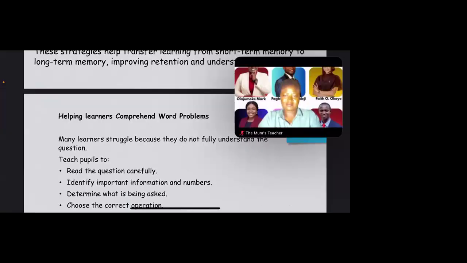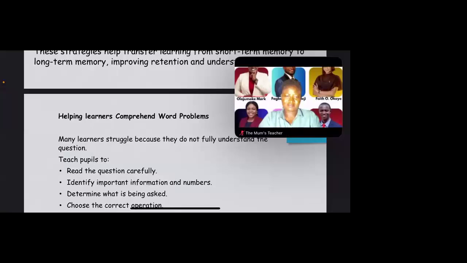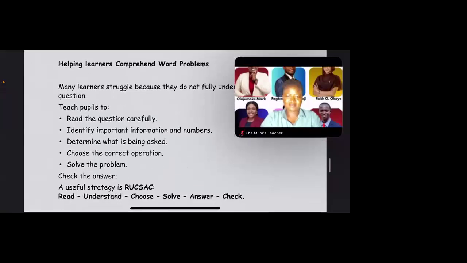So if you are not careful, what has this question asked me to do? What did they exactly want from me? You might think that your wrong answer is the correct answer because it's in the option there. Okay, so in comprehension of word problem, you need to teach pupils to read their questions carefully and then identify important information and numbers. It's as if they have to interpret the question first, okay? Because that interpreting is where there is always mistake.